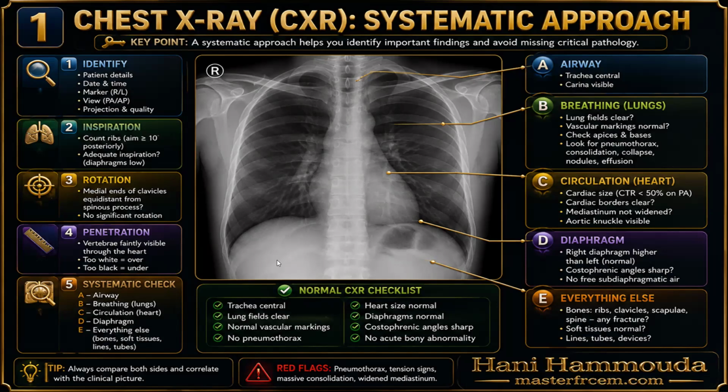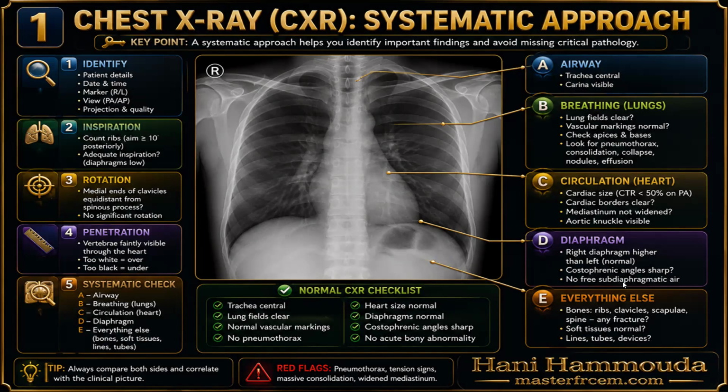Then the diaphragm, D for diaphragm. The right diaphragm should be higher than the left diaphragm. This is normal. If you find the right diaphragm at the same level or down, it means abnormal. Clear? You will check the costophrenic angles and costocardiac angles. We said they should be sharp. This one sharp, sharp, sharp, sharp, 4 angles. If not sharp, it means fluid, pleural effusion. Clear?